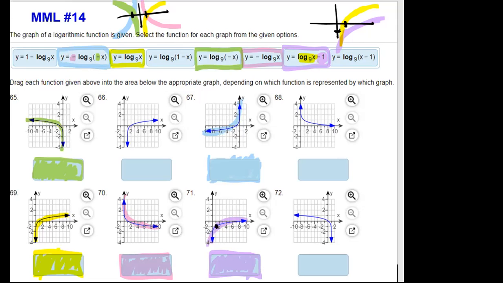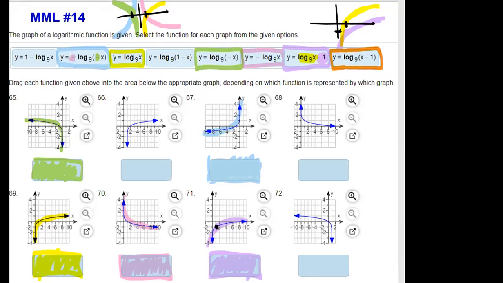Okay, and then what else have I got? This one has the minus 1 inside the parentheses. So that's going to be the horizontal shift. And because it's a negative 1, it'll go 1 to the right. So starting at the yellow, I'm going to shift the yellow one to the right. Instead of the y-axis being the asymptote, now the vertical line x equals 1 is, and it goes through (2, 0), which would be this point right here. My asymptote has moved over.